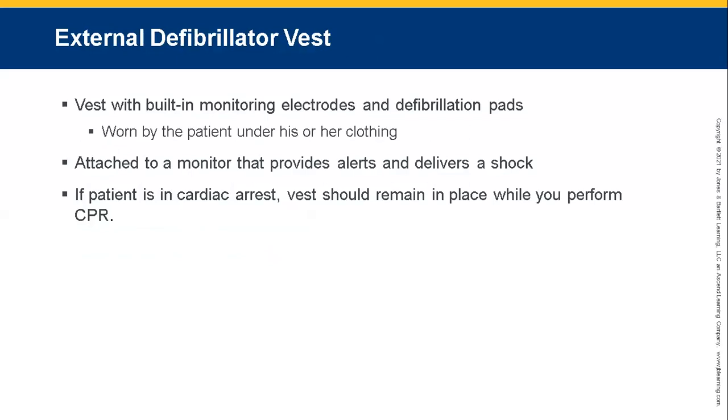External defibrillator vests. Vests with built-in monitoring electrodes and defibrillation pads are worn by the patient under his or her clothing, attached to a monitor that provides alerts and delivers a shock. Only 2 rhythms can be defibrillated: pulseless ventricular tachycardia or ventricular fibrillation. These are the 2 rhythms that are defibrillated. If the patient is in cardiac arrest, the vest should remain in place while you perform CPR.